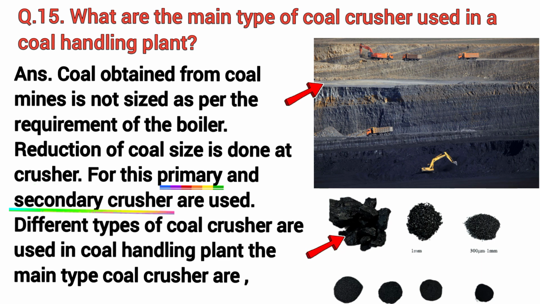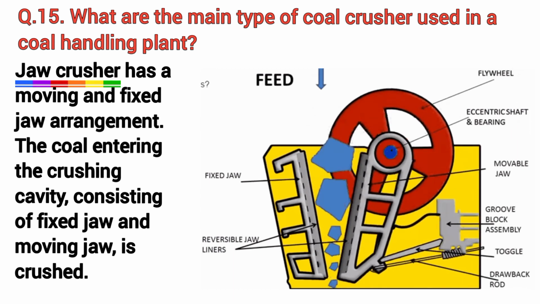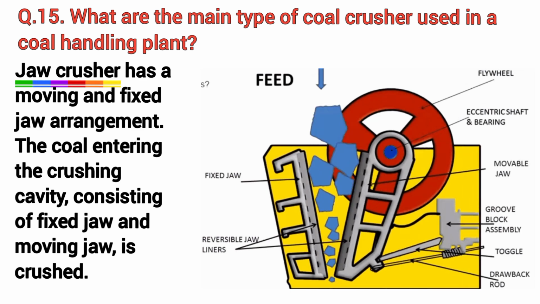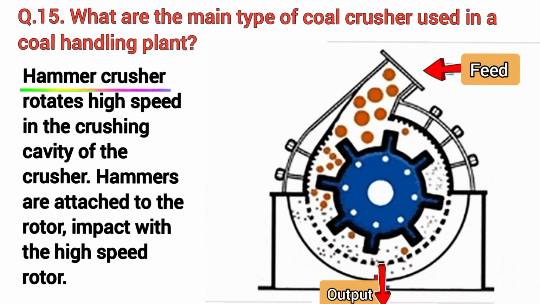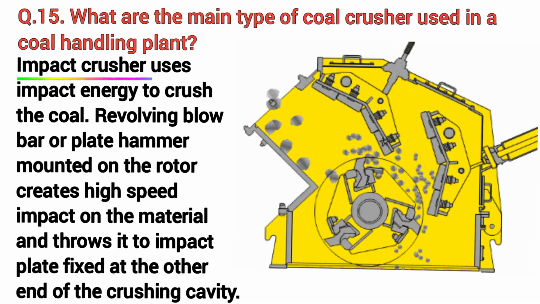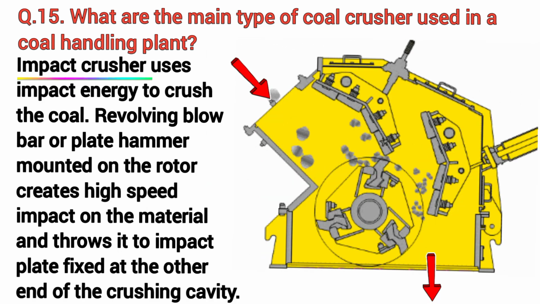The main types of coal crusher are jaw crusher, which has a moving and fixed jaw arrangement. The coal entering the crushing cavity, consisting of fixed jaw and moving jaw, is crushed. Hammer crusher rotates at high speed in the crushing cavity of the crusher. Hammers are attached to the rotor, impact with the high-speed rotor. Impact crusher uses impact energy to crush the coal.